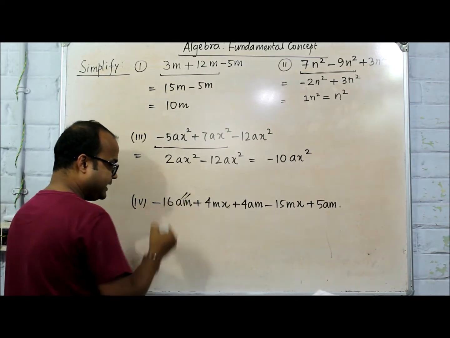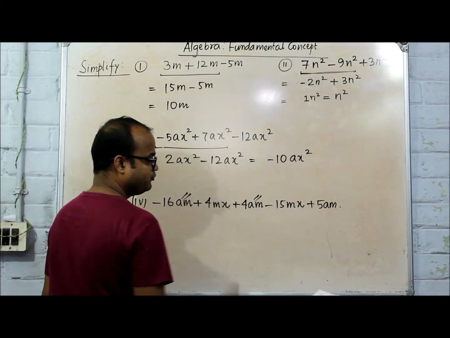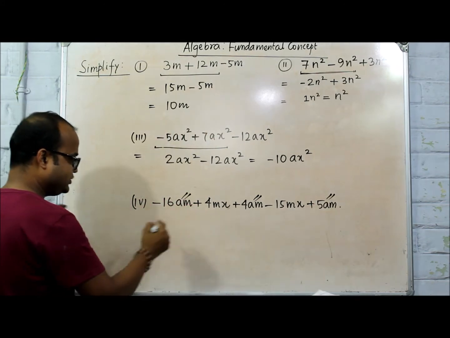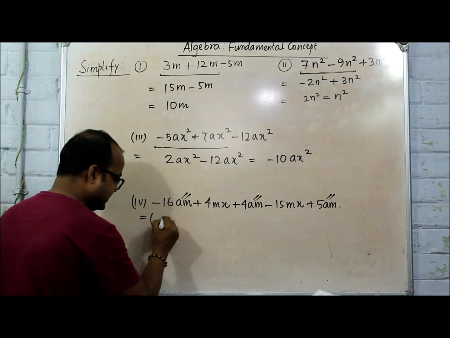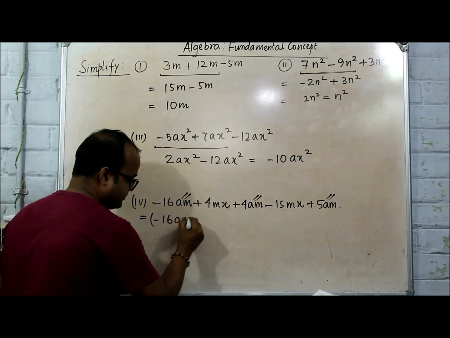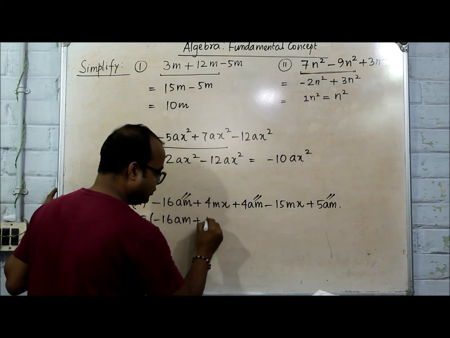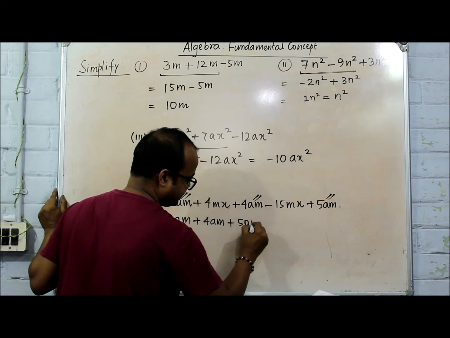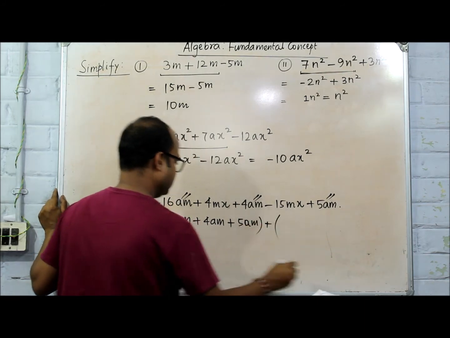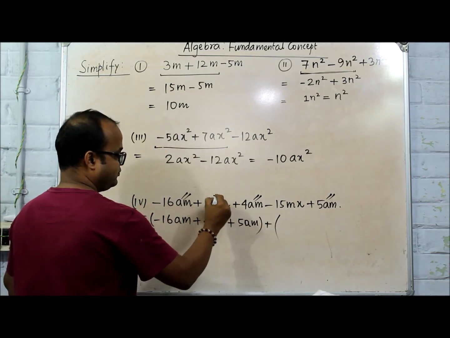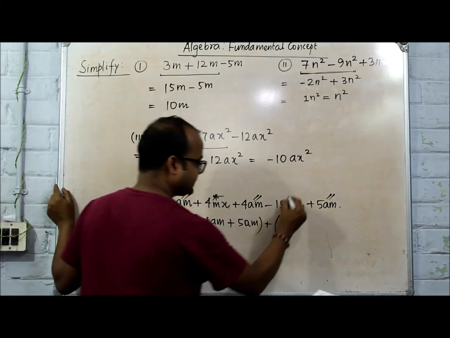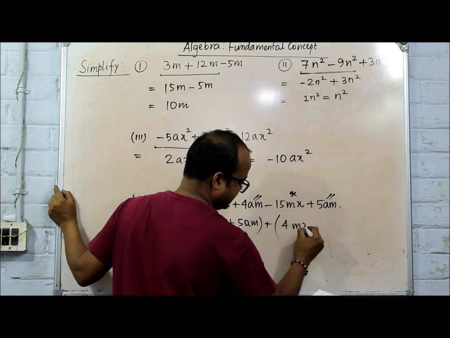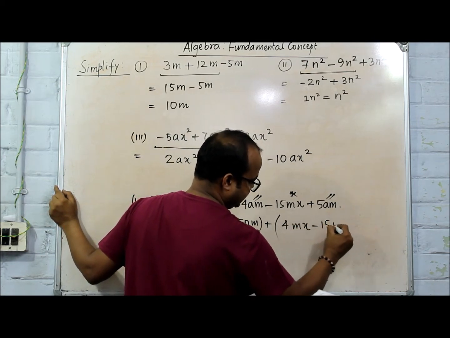Moving into this problem, we need to separate the like terms: am, 4am, 5am. So these are the like terms. So we write together: minus 16am plus 4am plus 5am, plus 4mx and 15mx are like terms. So we write 4mx minus 15mx.